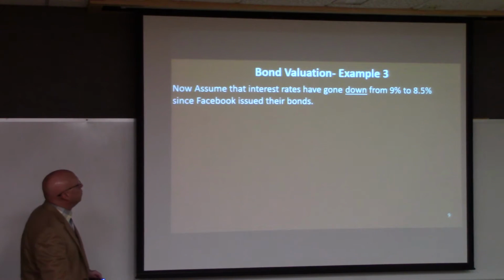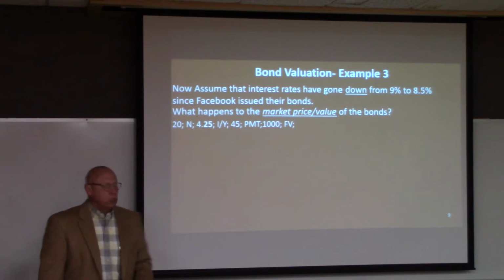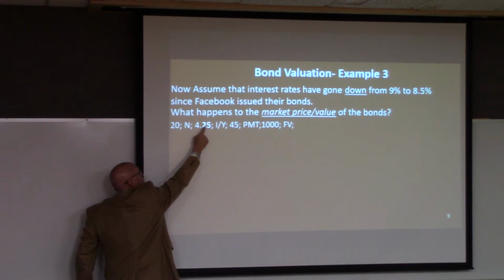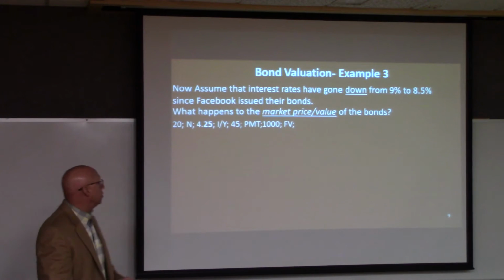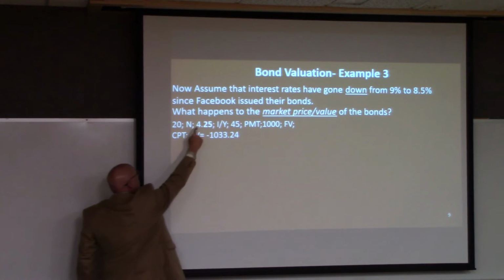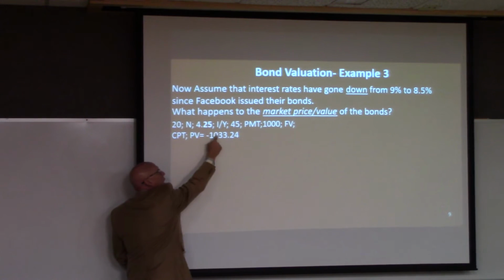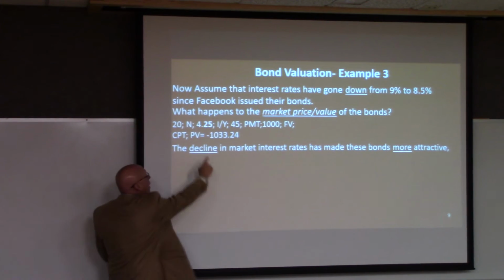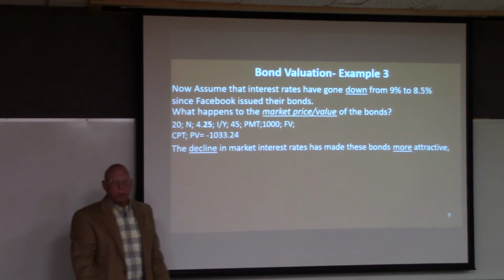All right, since Facebook issued their bonds, what happens to the market price or value of the bonds? The only thing that changes is this. Now instead of 4.5 or 4 3/4, it's 4.25% per period, 8.5% divided by 2. Everything else stays the same to value this bond. And when the market interest rate falls, present value rises, and the present value is higher than the par value or face value, because these bonds are now more attractive.